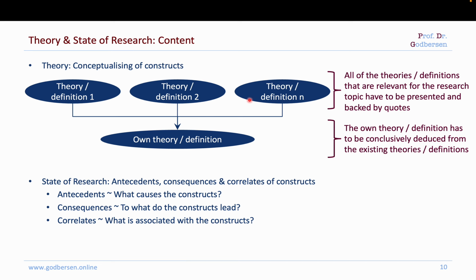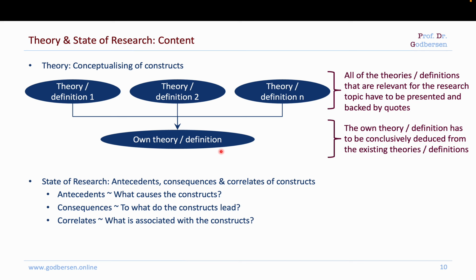And then you quote all of these theories that are existing, that you get from existing literature. And out of these, you deduce your own theory or definition. There, of course, you don't have a quote, but you conclusively deduce from the existing theories your own definition that you will apply in your work. That is the definition part, you can call it.